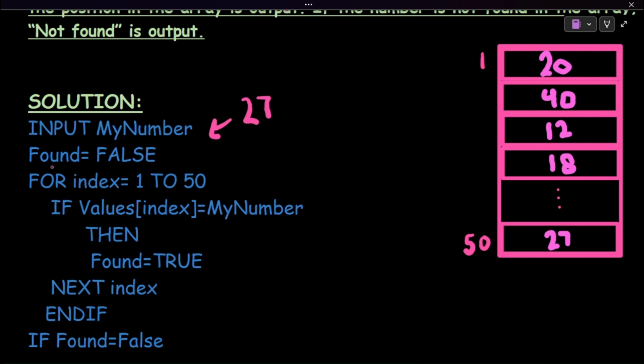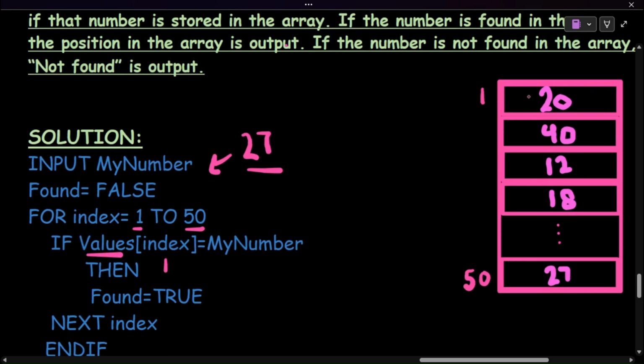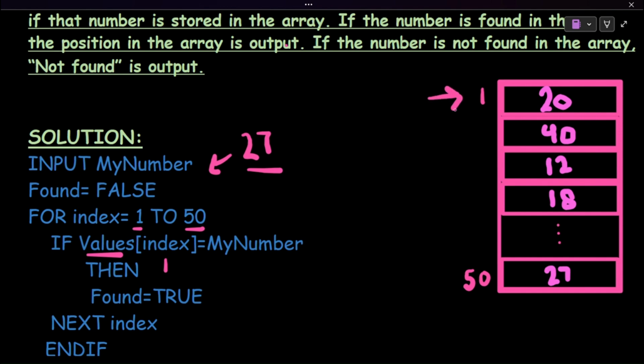Okay, now my found is initially false. The index is going to check starting from 1 till 50. Now the array named values, index is in the first position initially, so the index value is 1. If values 1 is equal to my number, what was stored in my number? It was 27. What is in the values index position? In the first position we have, for example, 20 here. Alright, this is values 1.